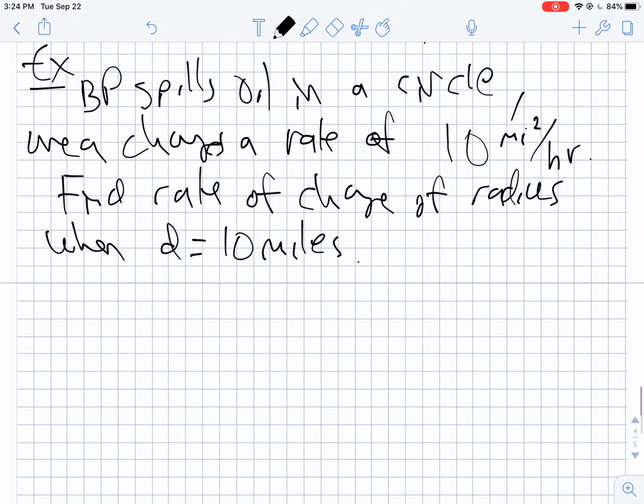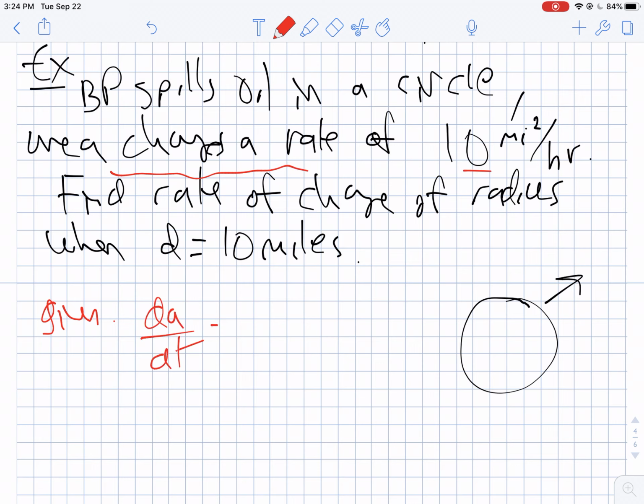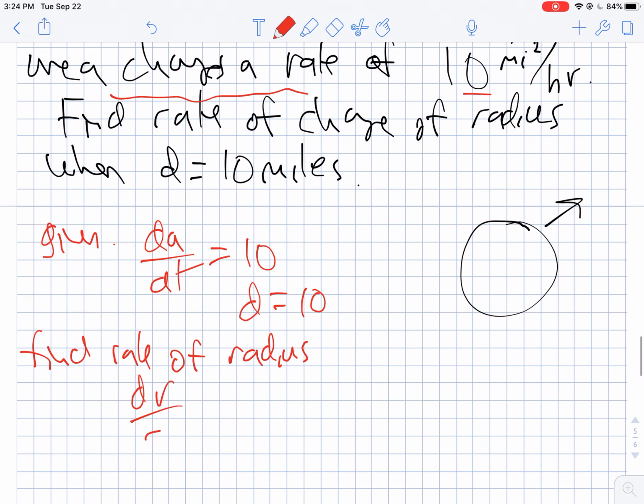Okay, so let's see. We have oil spilling in a circle. It's going outwards. First off, let's write down what we're given. Area changes at a rate, so that's a derivative, dA/dt, of 10. So dA/dt is equal to 10. They also told me the diameter is equal to 10 miles at this point in time. We're trying to find the rate of change of the radius. So they're asking me to find dr/dt at that point in time.